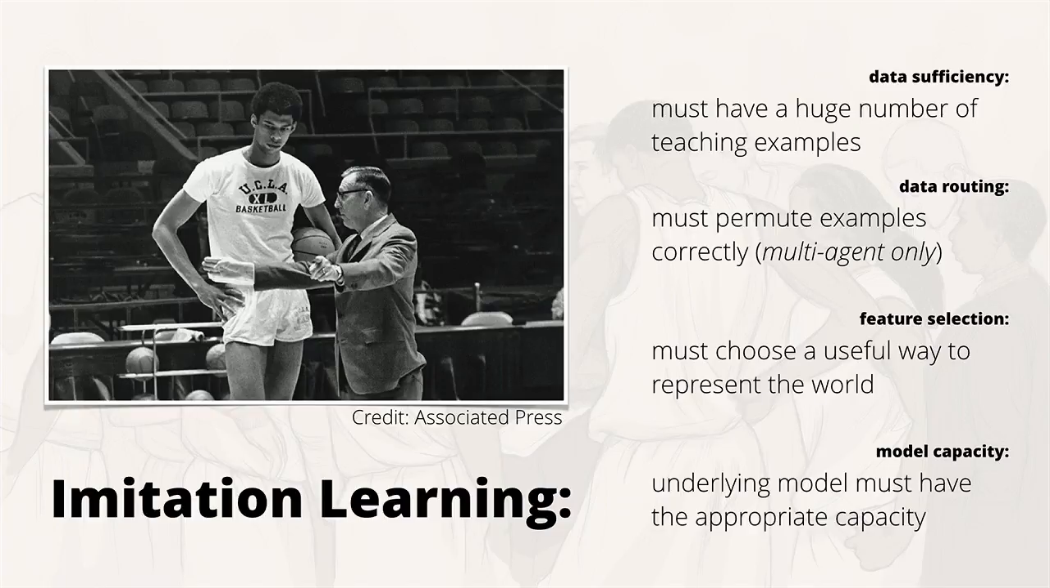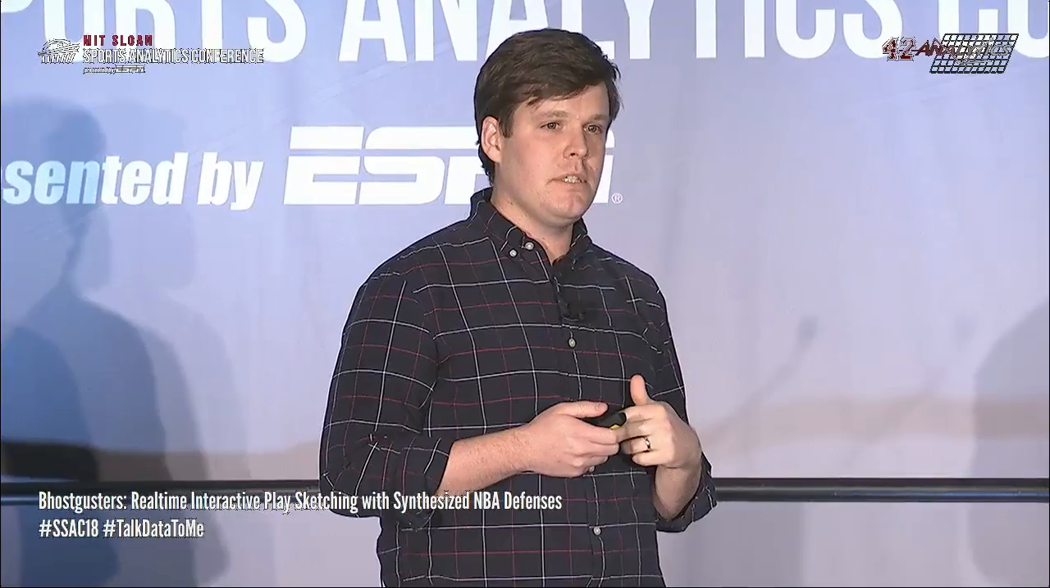And here basketball is great, right? A game has 200 possessions, 82 games. We have a lot of data. Everything we're going to show you here was trained on 30,000 possessions from the 2016-17 NBA season. Now you have all that data. You have to route it to these different defender models intelligently. You've got to make sure you're representing the world in a way that allows these models to learn these behaviors. And finally, your underlying architecture has to have the capacity to perform all these complex and intricate team actions.